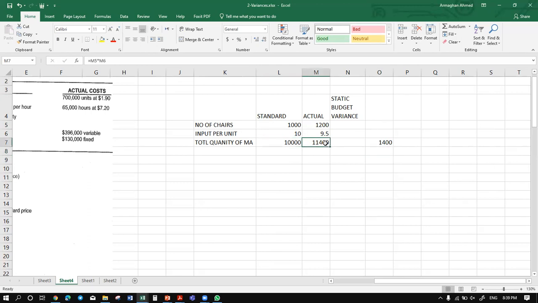Is it positive or negative? Total quantity 10,000, actually we use 11,400. So is it good or bad? We use more quantity. Is it good or bad? And we also produce more chairs, so in a way it's good.